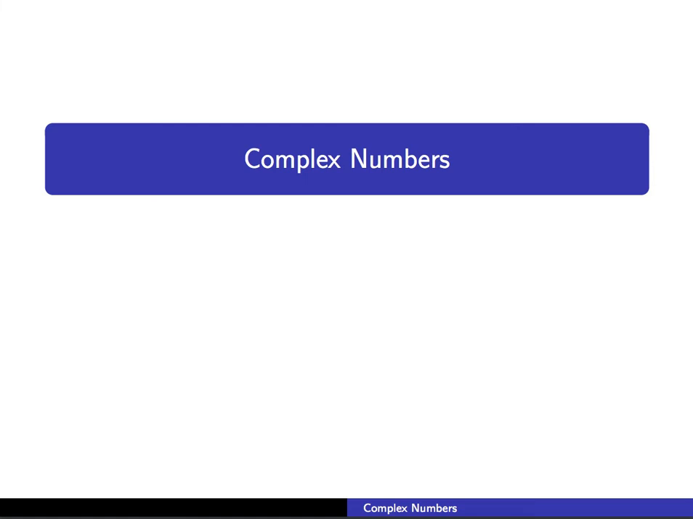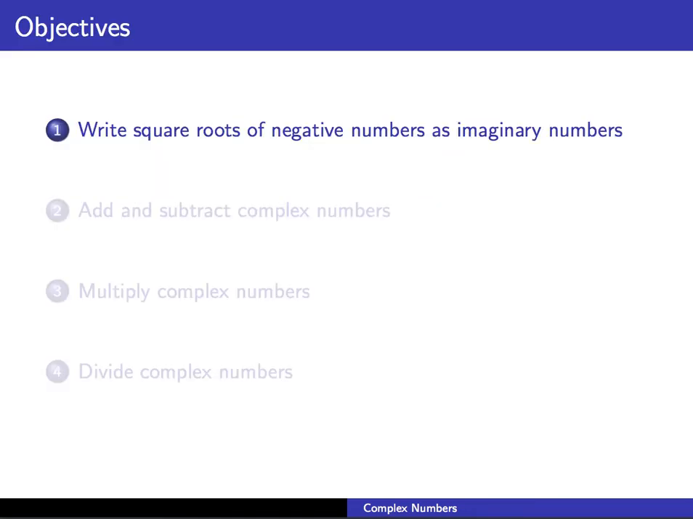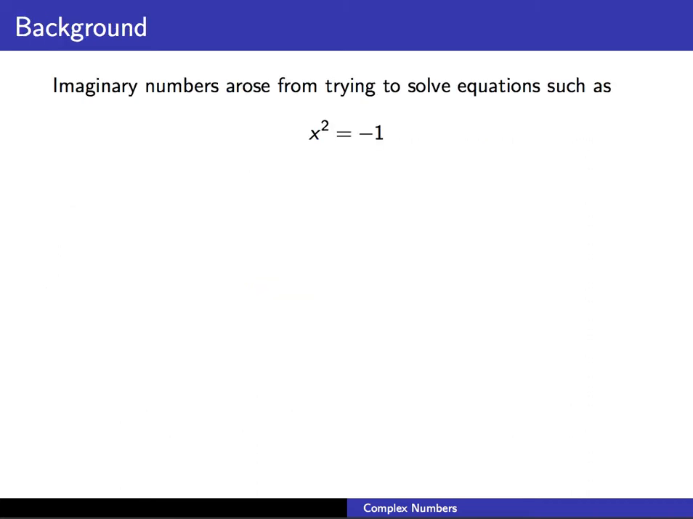All right, in this video, we're going to introduce complex numbers and look at writing square roots of negative numbers as imaginary numbers. So imaginary numbers arose from trying to solve equations such as x squared equals negative 1. If we try to solve this, get it equal to 0, we're not going to be able to factor x squared plus 1. And if we use the quadratic formula, we'll get a negative inside of our square root. So our discriminant will be negative. And as we saw in the previous section, if the discriminant is negative, you don't get any real solutions.